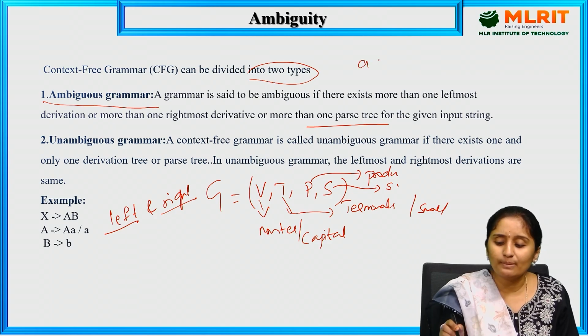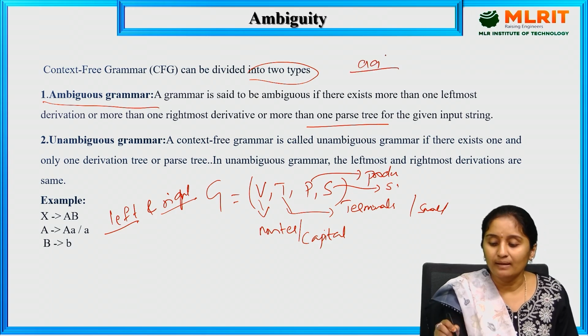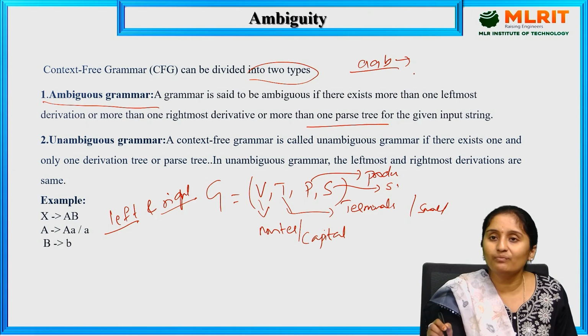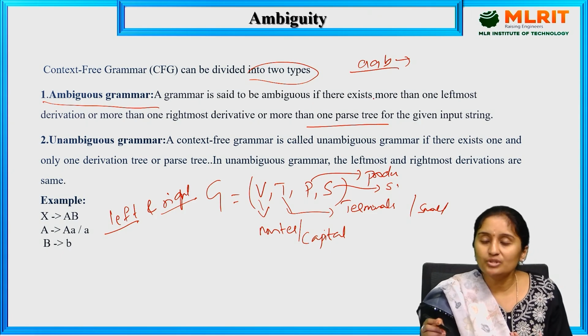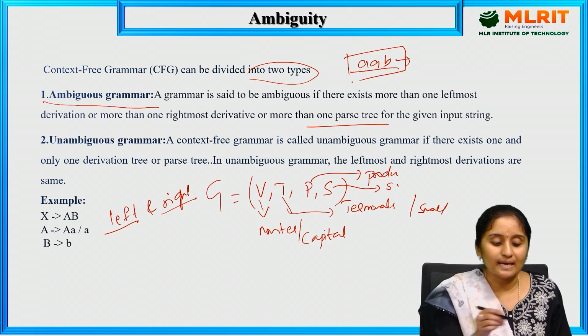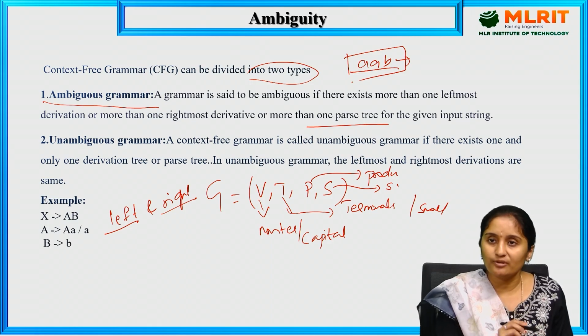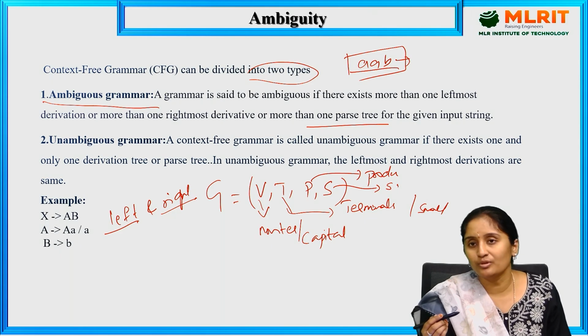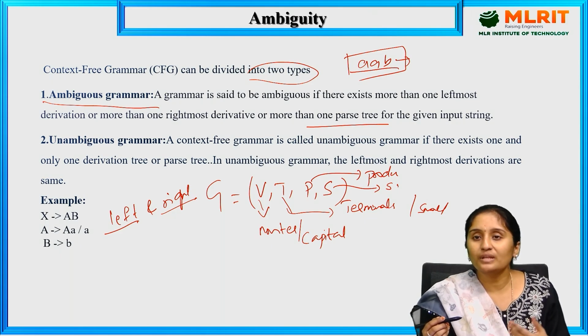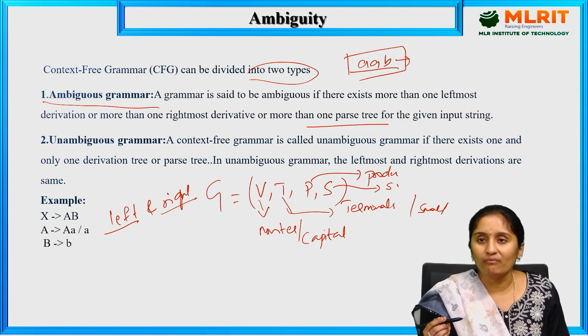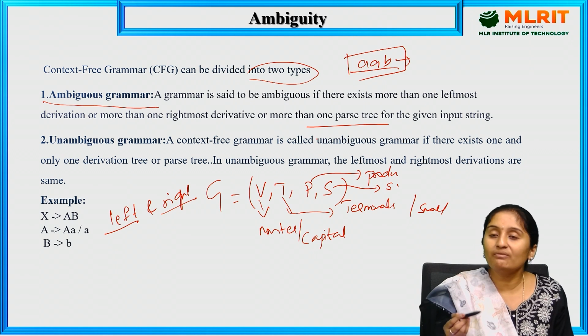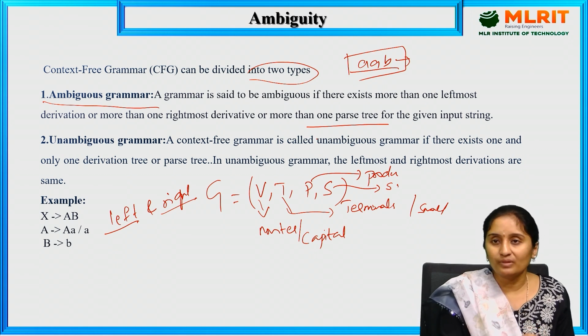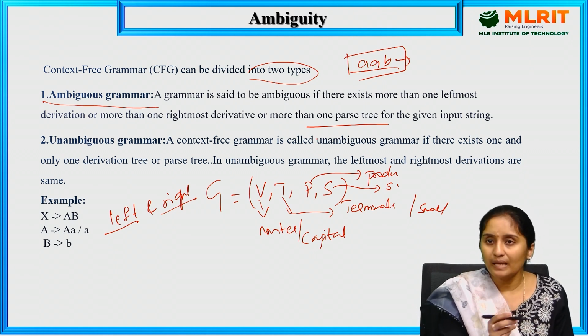Suppose this is my string AAB. If this string is generated with more than one parse tree, by using more than one parse tree I generate the same string, then I can call it an ambiguous grammar. It can be by using leftmost derivation or rightmost derivation. If I generate more than one leftmost derivation, more than one rightmost derivation, or more than one parse tree, then it is an ambiguous grammar.